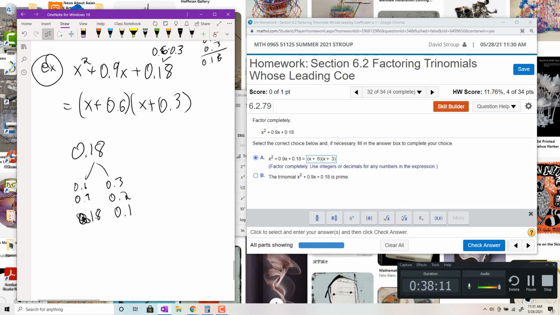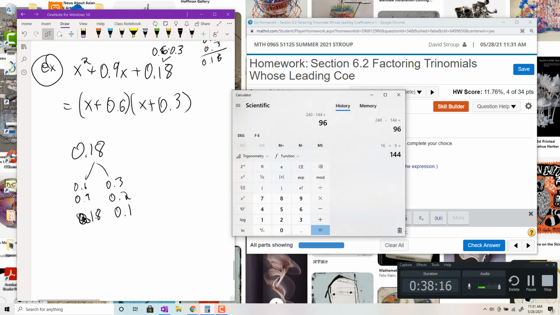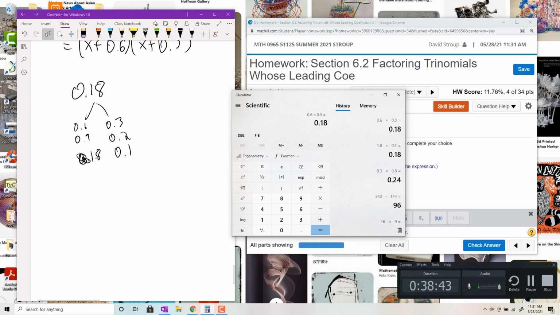You just have to be a little more familiar with multiplying out decimals, right? You can go to your calculator and see the truth of it. It's not something I expect everybody to do every day. But 0.8 times 0.3 is 0.24. It's 1.8 times 0.1, that'll just move the decimal place over 1. It's 0.18. But yeah, 0.6 times 0.3 is 0.18. So you'll get that last term working out.